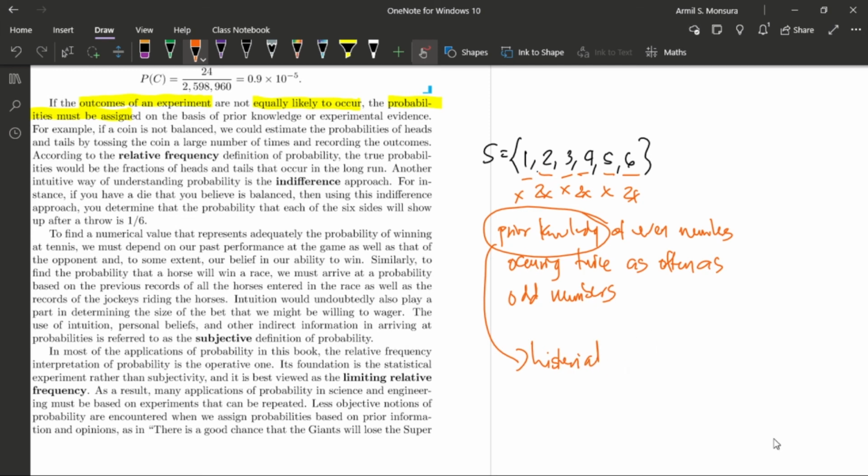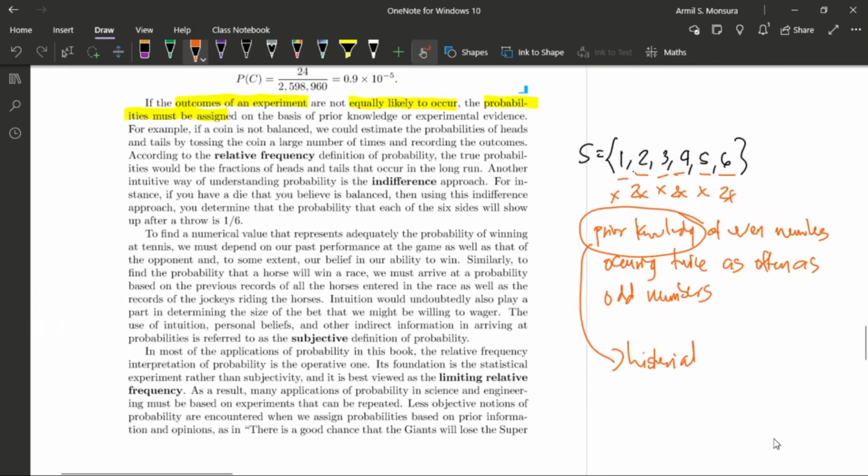So, ibig sabihin nun, kailangan natin tingnan yung history nung roll nung dice. Nung outcomes nung pag-roll ng die. Then from there, i-evaluate natin kung gaano ka-bias yung die ninyo. Okay. If we know that the die is actually loaded to be biased. Okay. So yun lang yung way natin para malaman kung yung probabilities if we are not really sure that the elements of the sample space have equal probabilities of occurring.